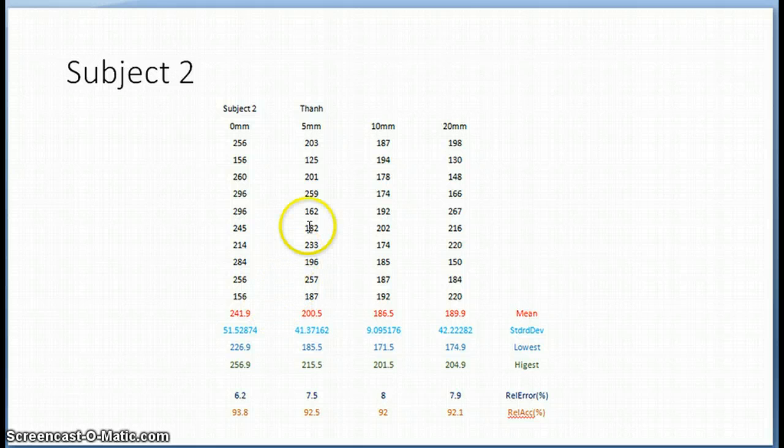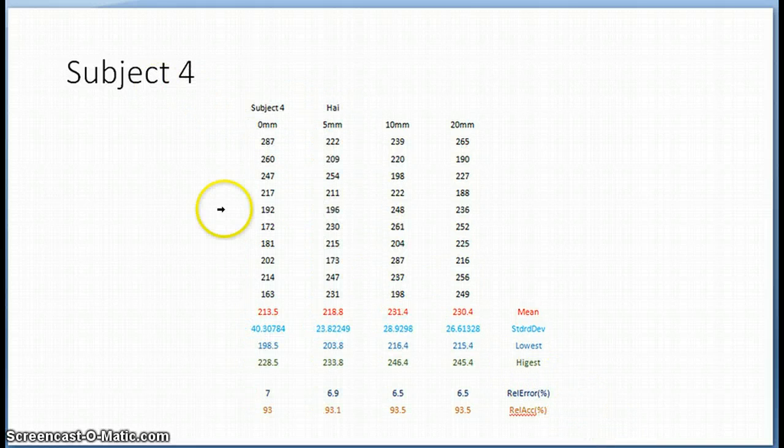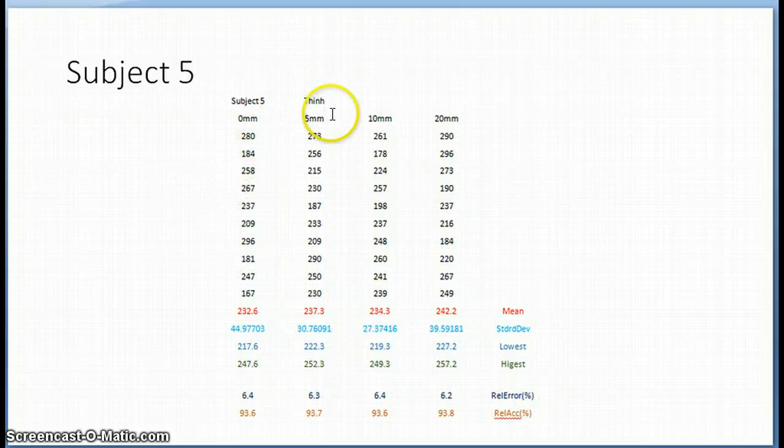The second subject is Tan. He's a housemate living with me, so it's pretty convenient to test him too. And this is his data with the mean, standard deviation, relative error, and relative accuracy. This is my third subject. It's Quan, one of my friends. Fourth subject, Hi, one of my friends too. And yeah, the last subject is also one of my friends.